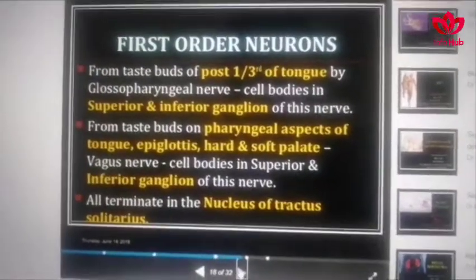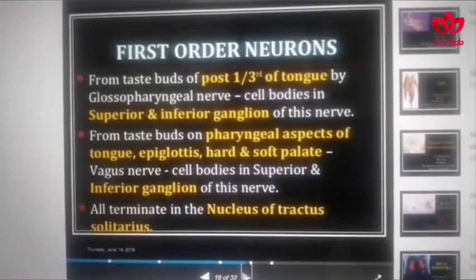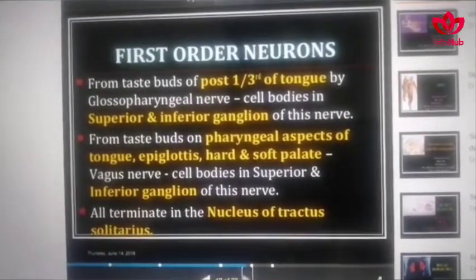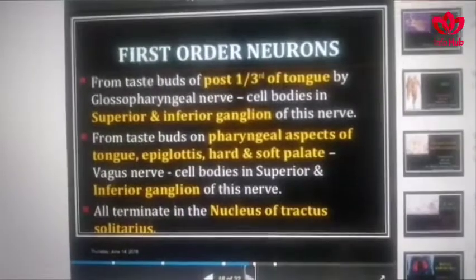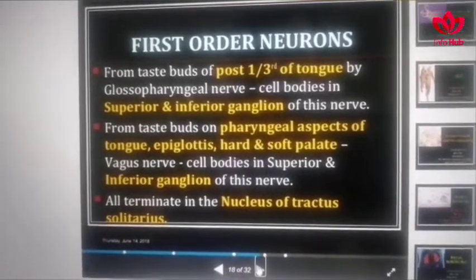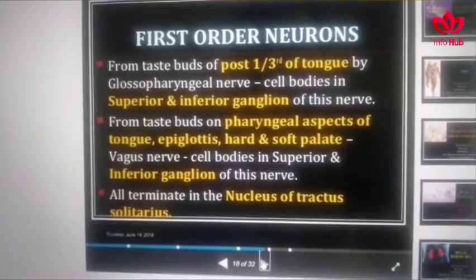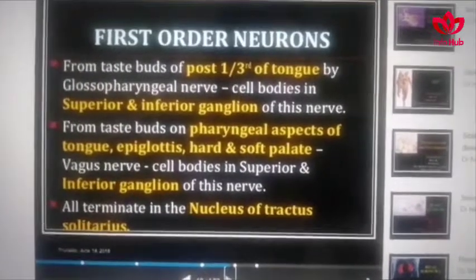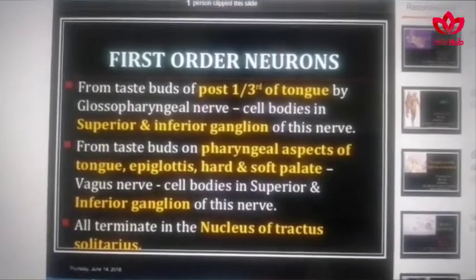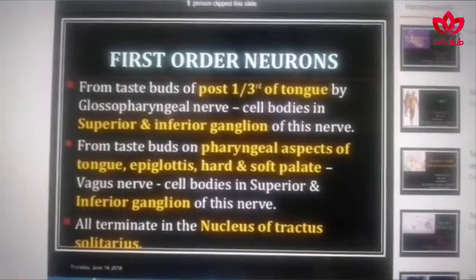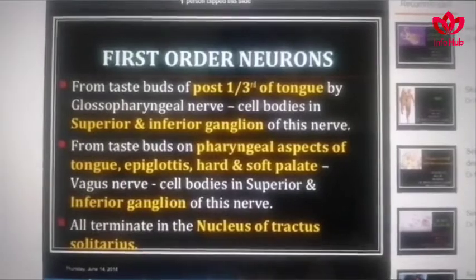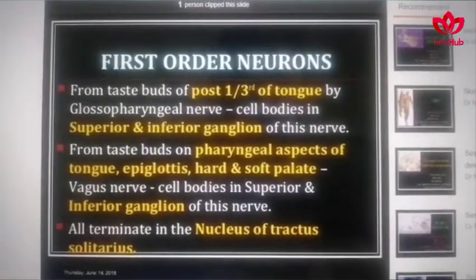So the first order neurons, as I told you, from the taste buds of the posterior one-third of the tongue are carried by the glossopharyngeal nerve, with cell bodies in the superior and inferior ganglion of this nerve. From the taste buds on the pharyngeal aspect of the tongue, epiglottis, and hard and soft palate, it's the vagus nerve, with cell bodies in the superior and inferior ganglion of the nerve. All the first order neurons terminate in the nucleus of tractus solitarius. This is a nucleus which is located in the pons and somewhere in the medulla. So the first order neuron goes to the nucleus of tractus solitarius.